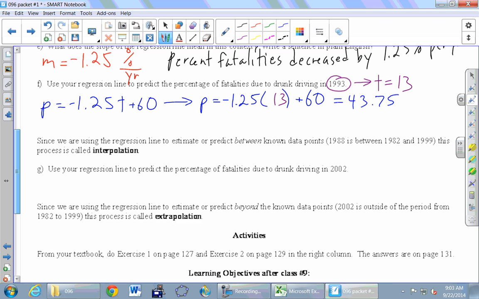43.75. Sounds good. 43.75. What did we say from the graph? 43. Close enough. Again, we're estimating all over the place. So do not expect any kind of consistency in your answers.